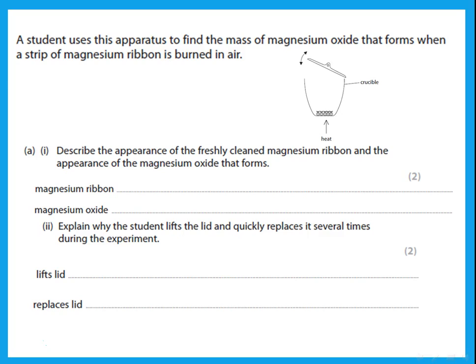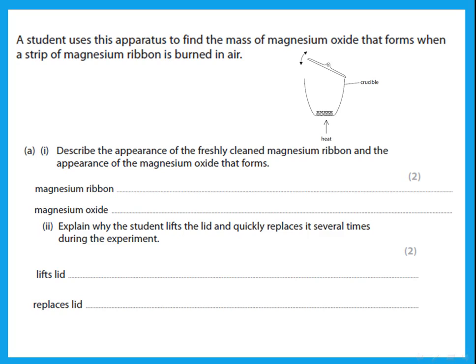This is another question that you might have, so you could be asked this question. A student uses this apparatus to find the mass of magnesium oxide that forms when a strip of magnesium ribbon is burned in air. So usually in this kind of experiment, we put the metal inside a crucible and we cover it with a lid and we heat it. So the metal turns into its oxide, and then I can weigh it. Or I weigh the crucible and lid at the beginning and then weigh it at the end and things like that.